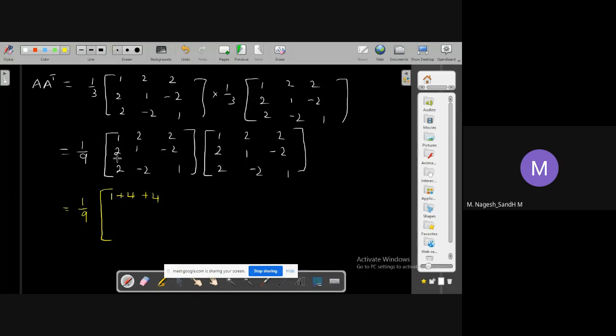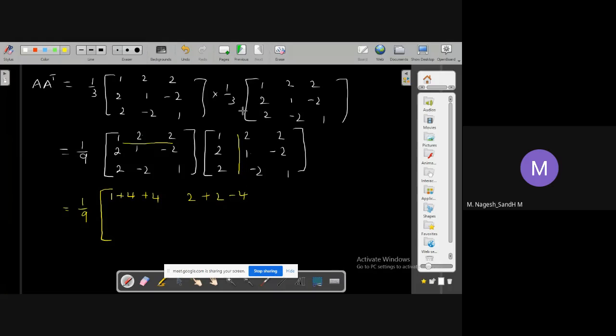Next, second row into, sorry. First, what you have completed? First row into first column. Next, first row into second column. Okay. Now 1 into 2, 2. Next, 2 ones are 2. Next, 2 into minus 2, minus 4.